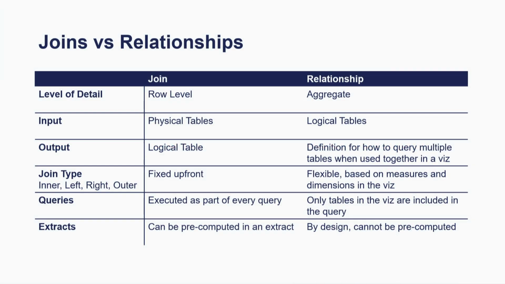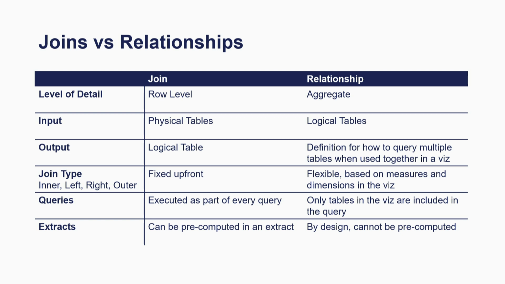With joins versus relationships, the most fundamental difference is the level of detail of the join. With joins, we're always doing row-level joins. With relationships, we'll be aggregating the tables to the level of the related field and then performing the join. The input to a join is our physical tables, and the resulting output produced from that join is a logical table. With relationships, they relate logical tables, and the output isn't anything fixed. Remember that aggregate joins produce variable output, so you cannot preview the relationship. A relationship is creating a definition for how to query the tables when they're used in combination with each other.